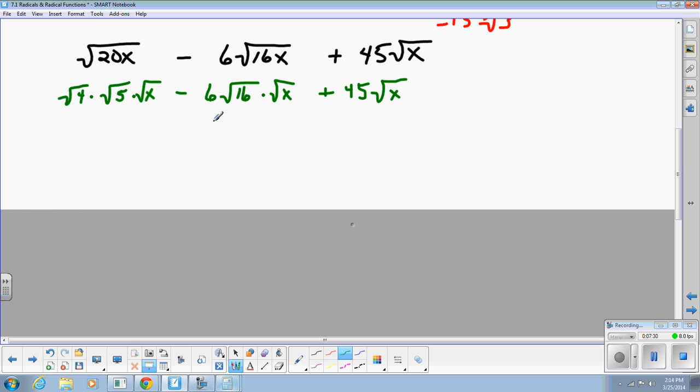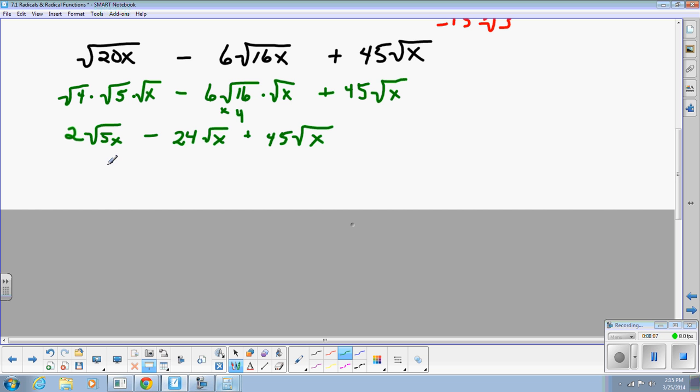All right, so now what? Well, this is going to be 2. So 2, now square root of 5 is irrational, and so is square root of x. So I can multiply those back together with my product rule, times 5x minus 6. Well, the square root of 16 is 4, so 6 times 4 is 24. So minus 24 times the square root of x. And there's nothing to do with that one, so it's 45 times the square root of x.